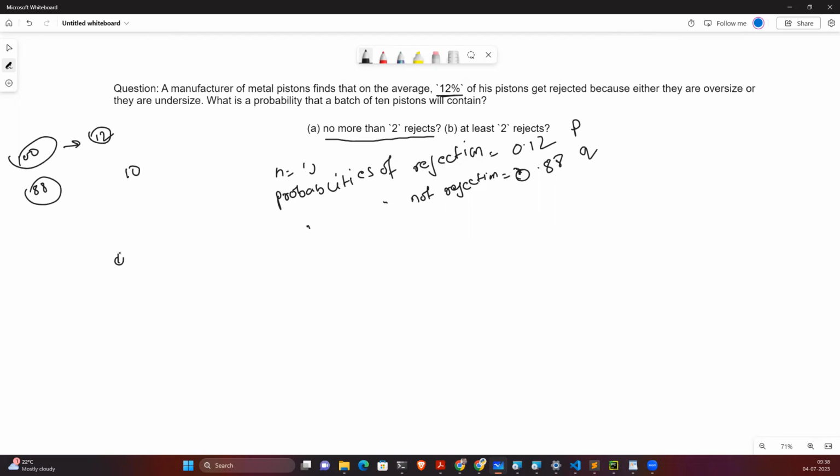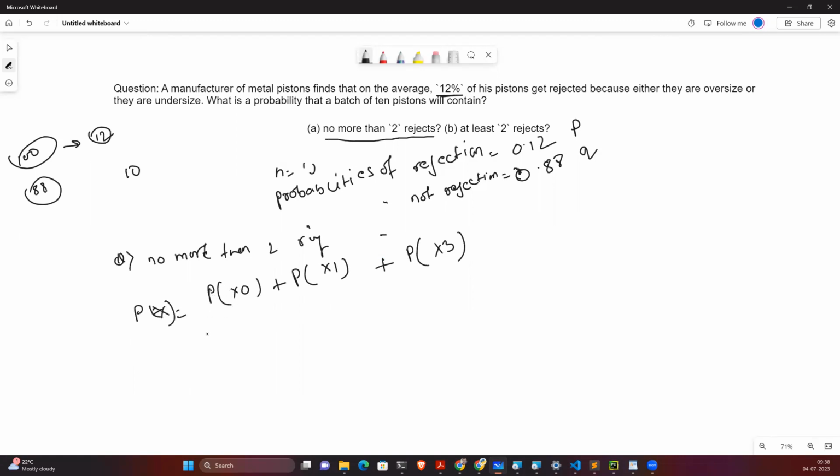The question is saying no more than 2 rejection. So just try to understand this part. If I'm saying what will be the probability of rejection of 0, 0 rejection will also be considered here. Probability of 0 rejection, probability of 1 rejection, probability of 2 rejection. 3 will not be considered. Now the thing is very easy, na dear?